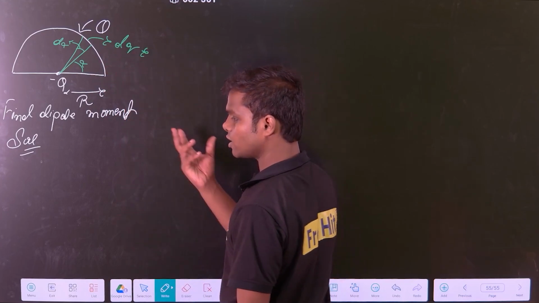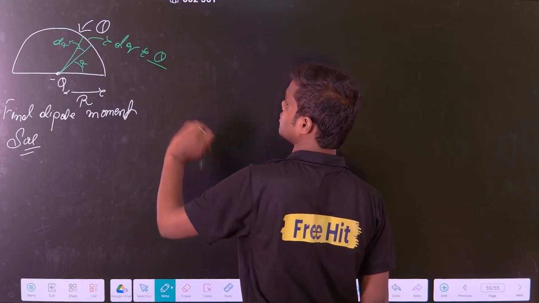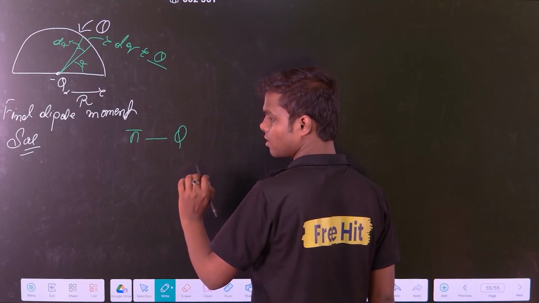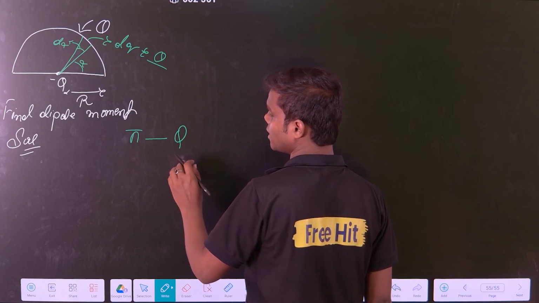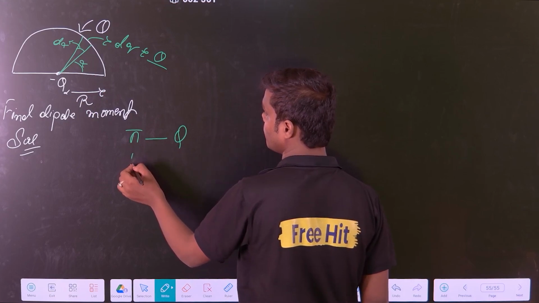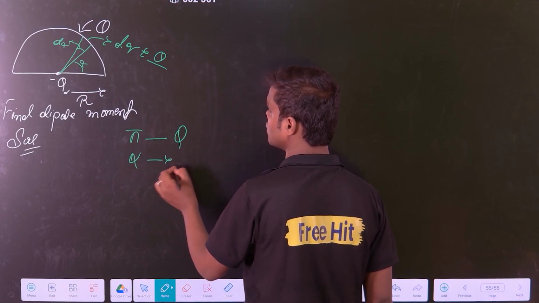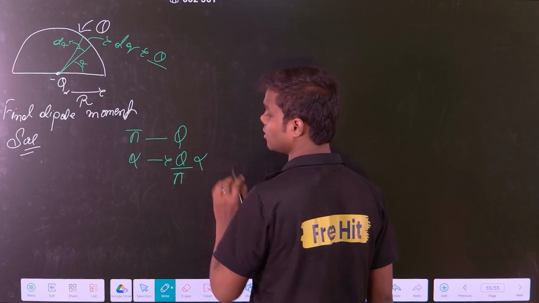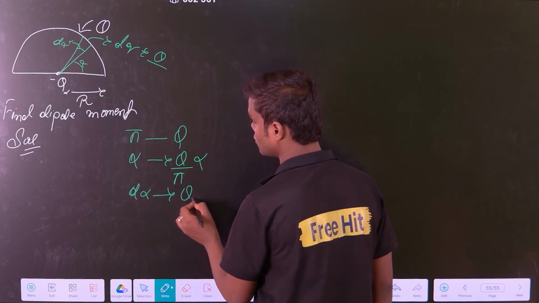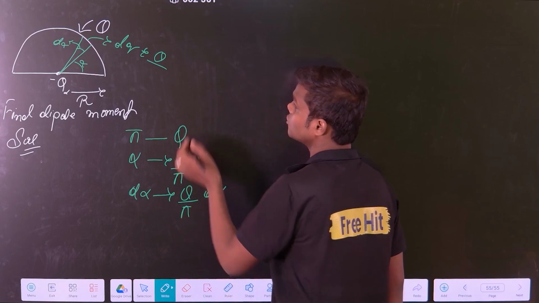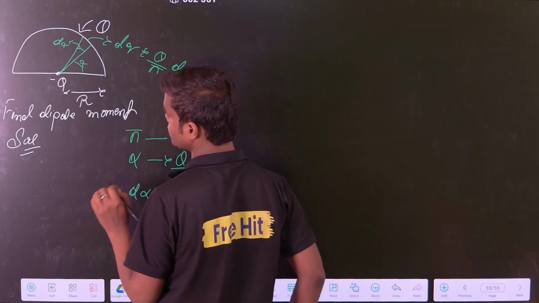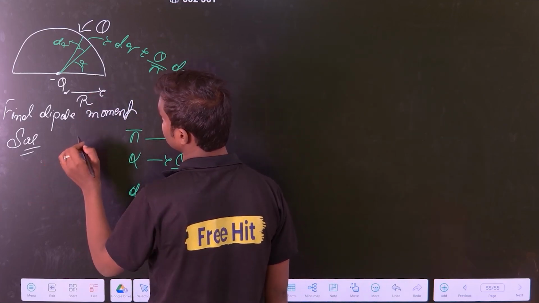Lambda is not given, total q is given. On total angle pi, we have a charge q. Correct? So on angle small d alpha, what is the charge? Q by pi into d alpha, correct? So let us take it, dq will be this.